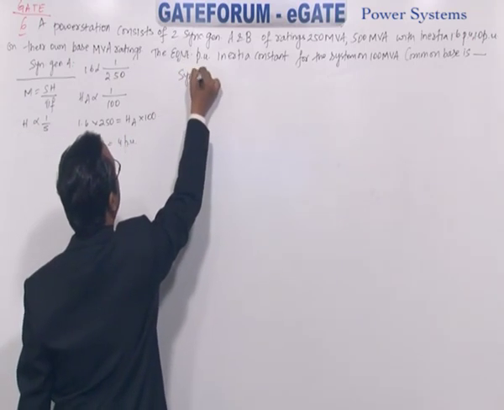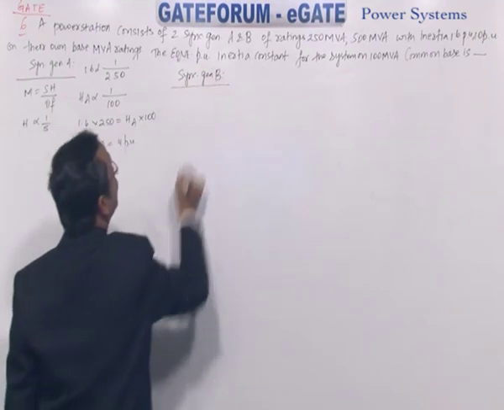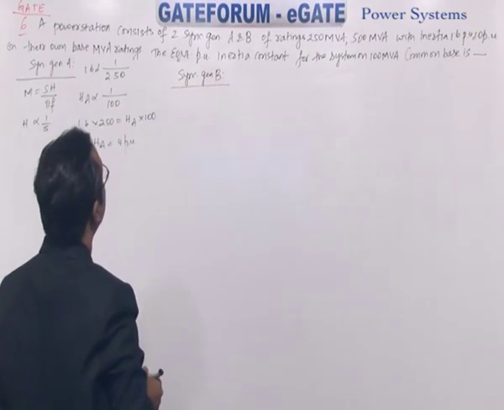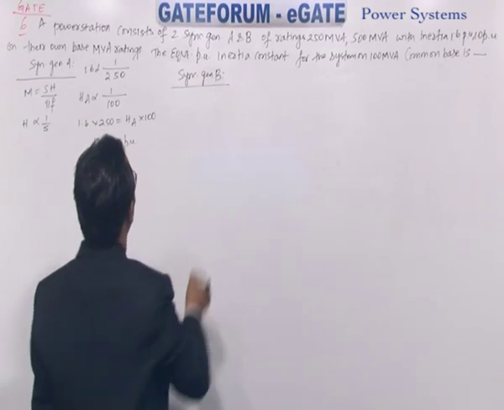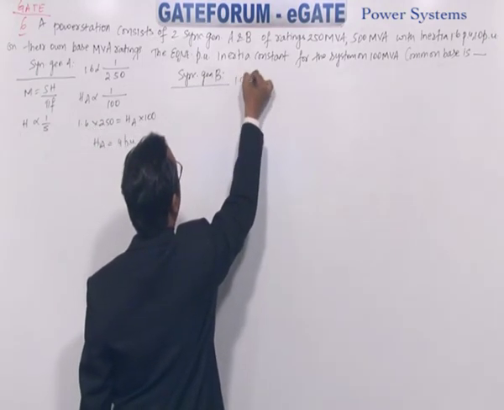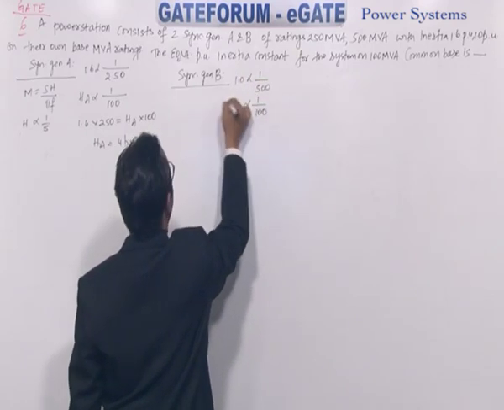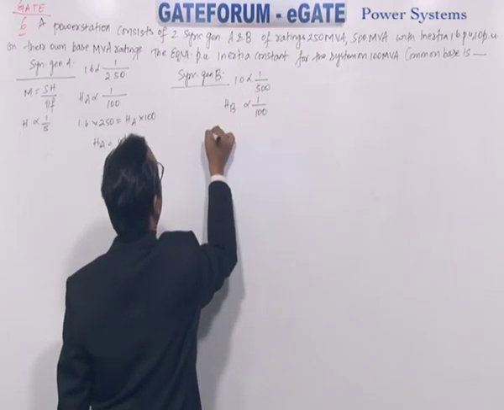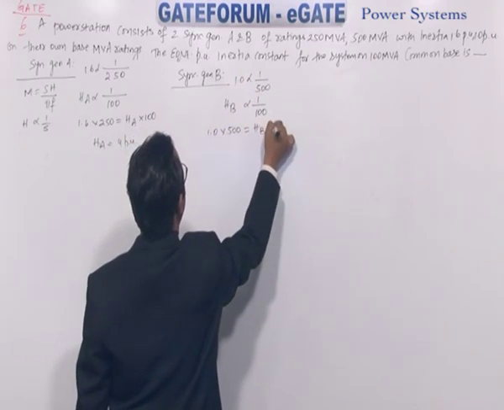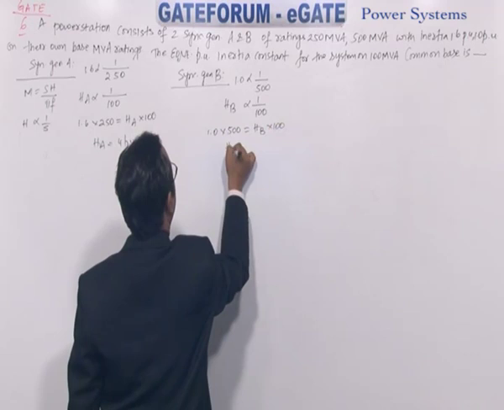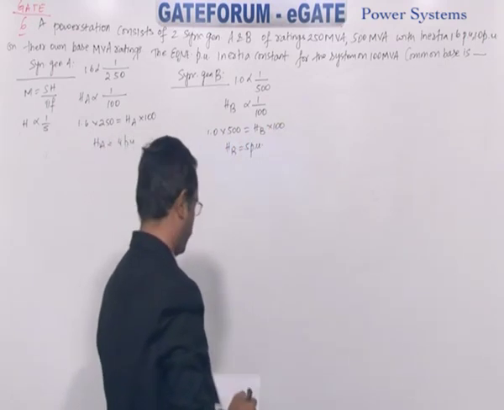Now you check the synchronous generator B. What about now? 1 per unit, 500 MVA. With respect to 100, we have to calculate. So 1 into 500 is HB into 100. So calculate HB, you get 5 per unit.